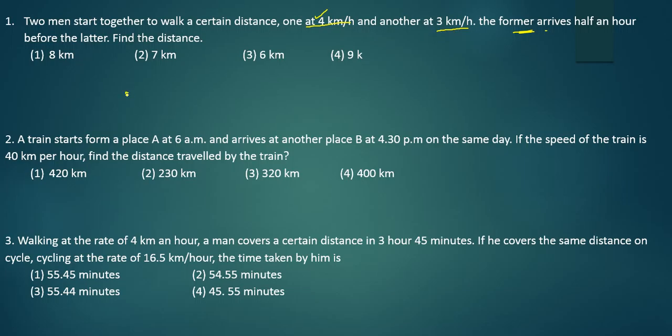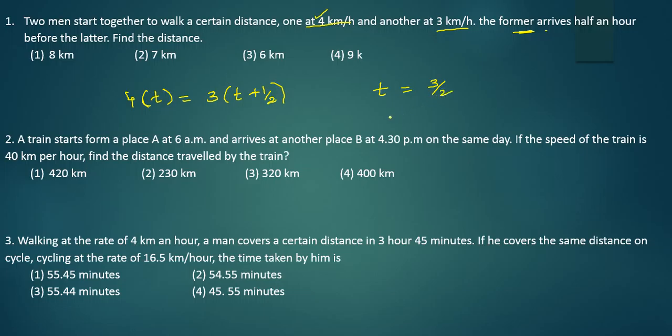So assume that the person who is traveling at 4 km per hour took t hours. Then the person traveling at 3 km per hour will take t plus half, as he is taking half an hour extra. Now on simplification, what's the value you'll get? 4t minus 3t. Bring this 3t to the left hand side. 4t minus 3t equals t, which equals 3 by 2.